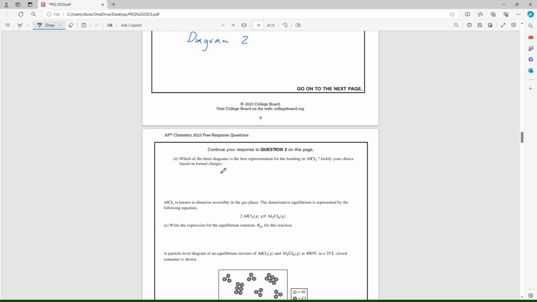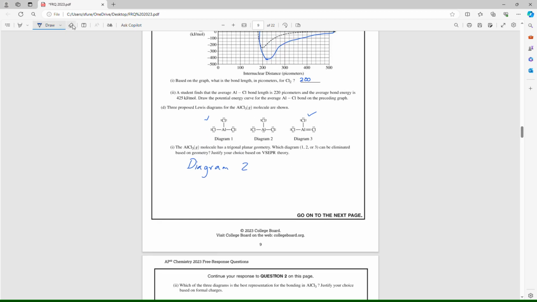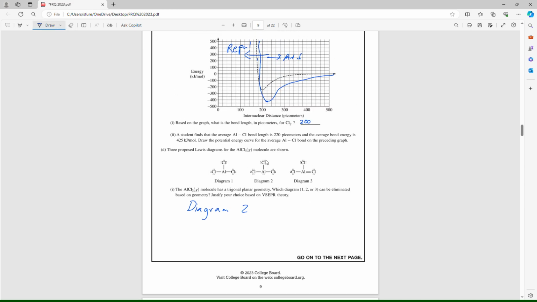Okay, which of the 3 diagrams is the best representation for the bonding in AlCl3? Justify your answer based on formal charges. So let's write out the equation for formal charge. It is formal charge equals valence electrons minus, in parentheses, number of bonds plus number of electrons in lone pairs. So number of electrons in lone pairs, like right here, this would be 2 electrons in lone pairs. Let's do an example here.